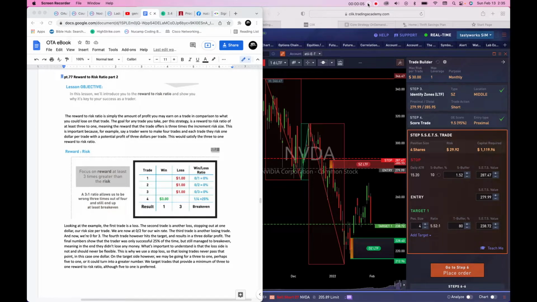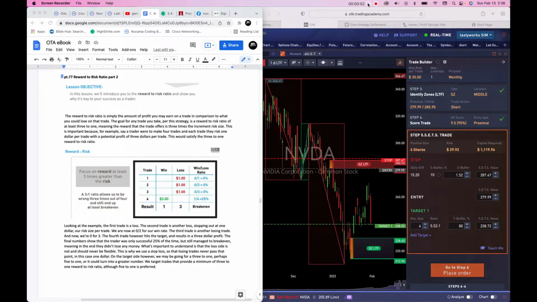In this lesson, we'll introduce you to the reward to risk ratio and show you why it's key to your success as a trader. The reward to risk ratio is simply the amount of profit you may earn on a trade in comparison to what you could lose on a trade. The goal for any trade you take per this strategy is a reward to risk ratio of at least 3 to 1. That means the reward that the trade offers is 3 times the increment risk size.